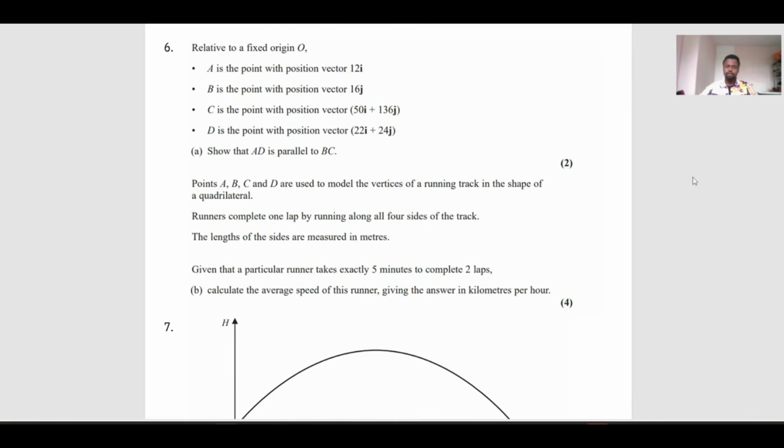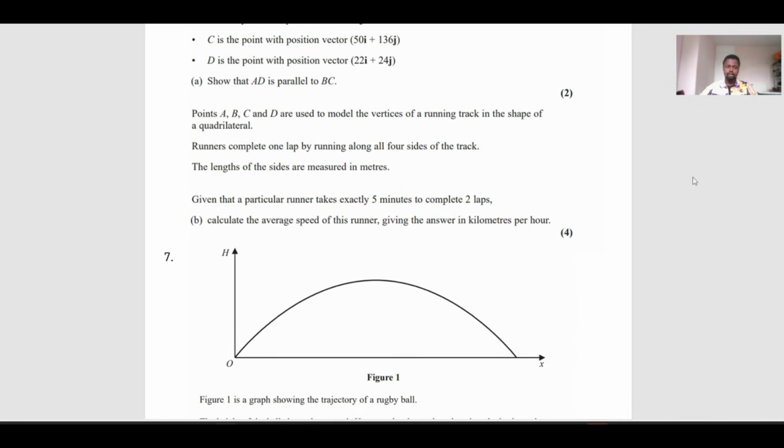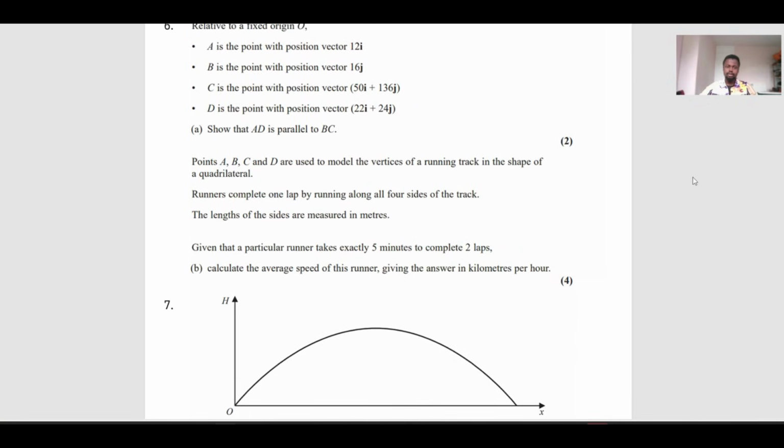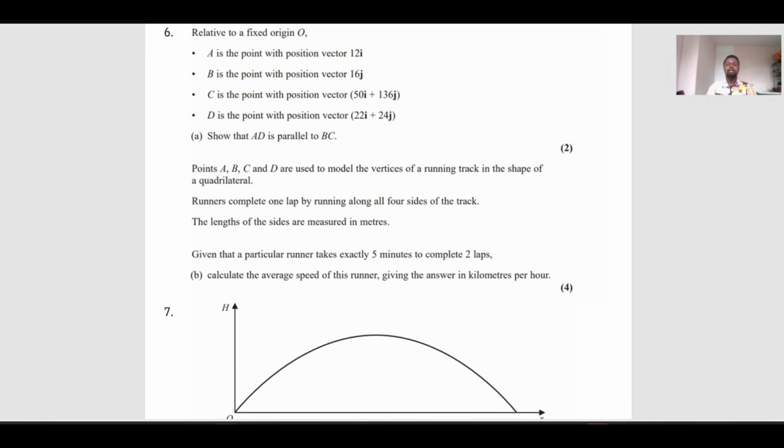So 6b says that points A, B, C, and D are used to model the vertices of a running track in the shape of a quadrilateral. Runners complete one lap by running along all four sides of the track. The length of the sides are measured in meters. Given that a particular runner takes exactly 5 minutes to complete two laps, calculate the average speed of the runner.